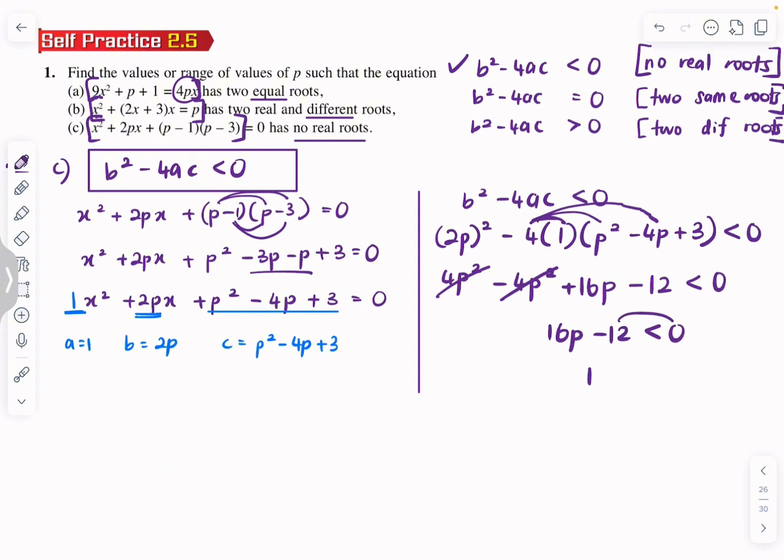12 we bring that side. Then making p the subject will be 12 over 16. So p will be less than 3 over 4. So this one we divide by 4. Both of these we simplify, divide by 4, divide by 4, we get 3 over 4. Done. This is our final answer.